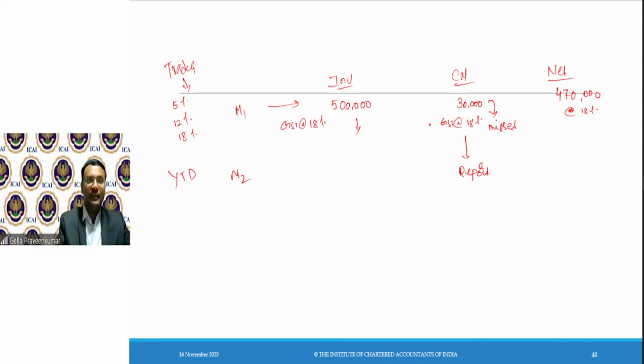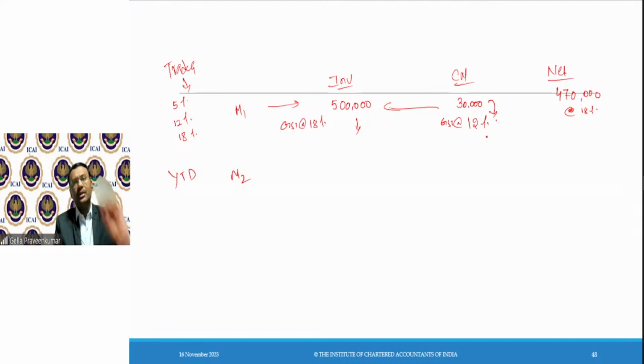That could be a scenario where in month 1, I have a sale of 5 lakh, taxable at 18%. I have a sales return of 30,000, which is taxable at the rate of 12%. Now, the accountant gets confused. Can he do an offset like this? Answer is, don't worry. The moment you raise a credit note, please report. This is one scenario.